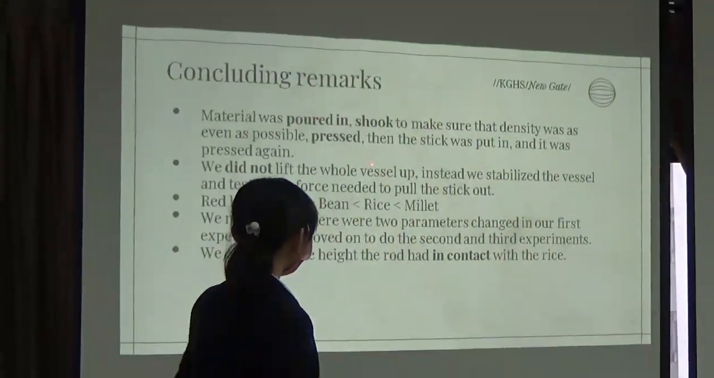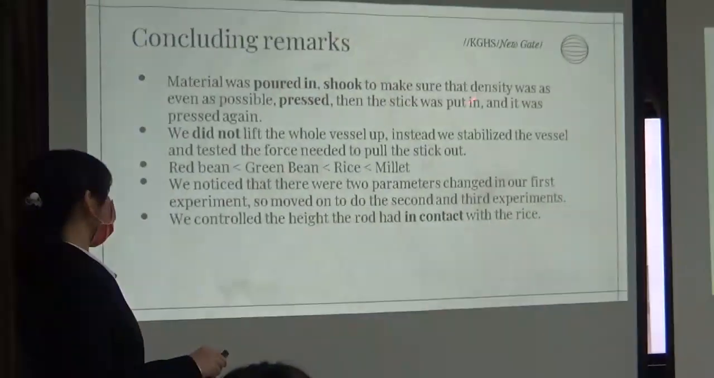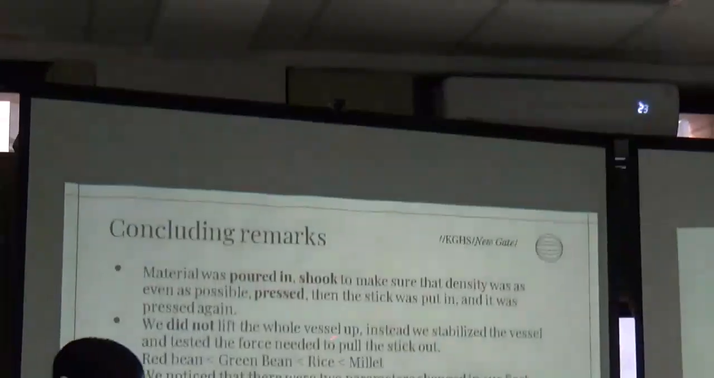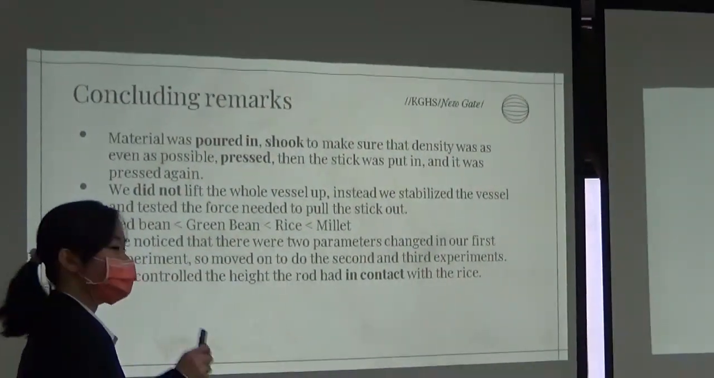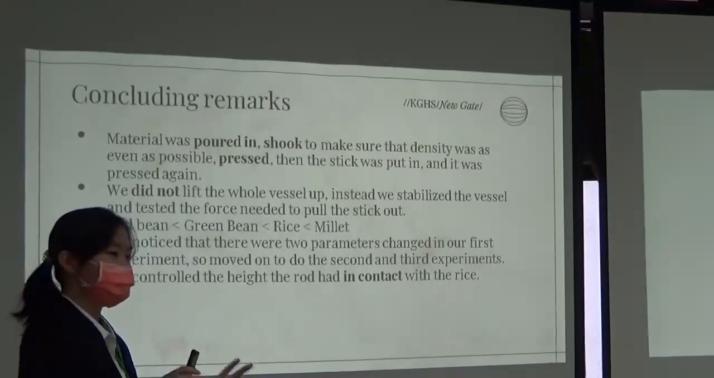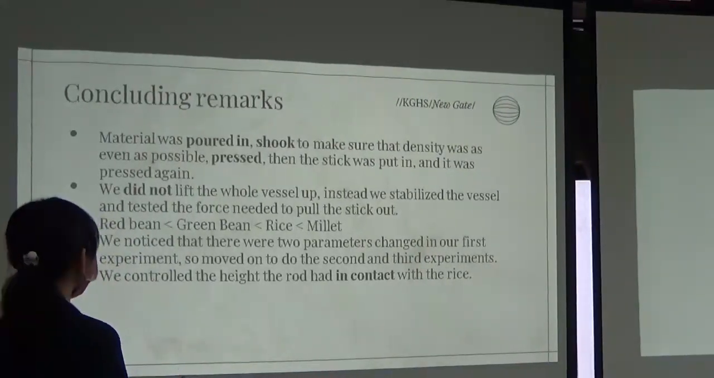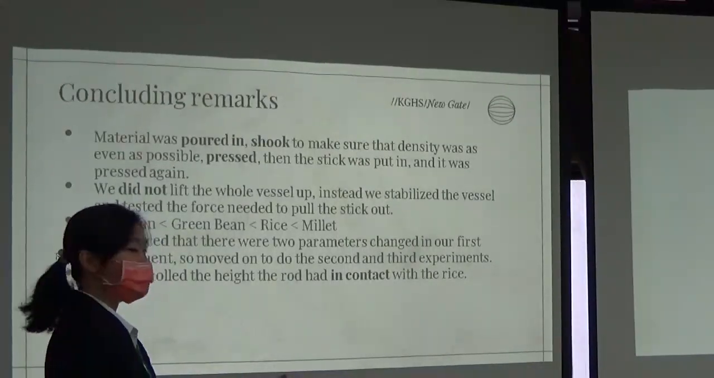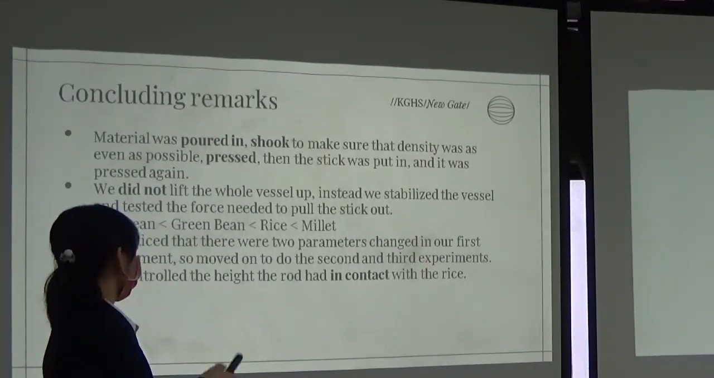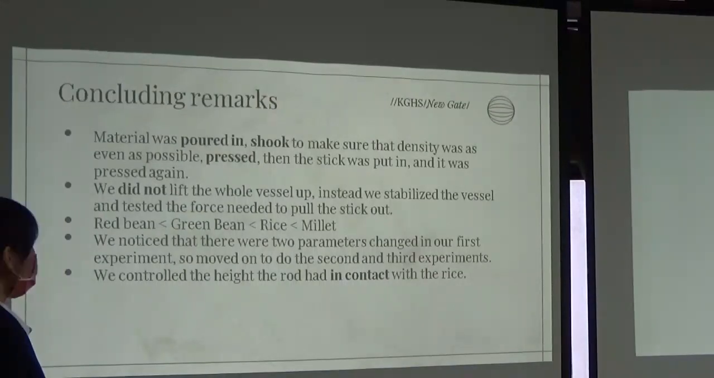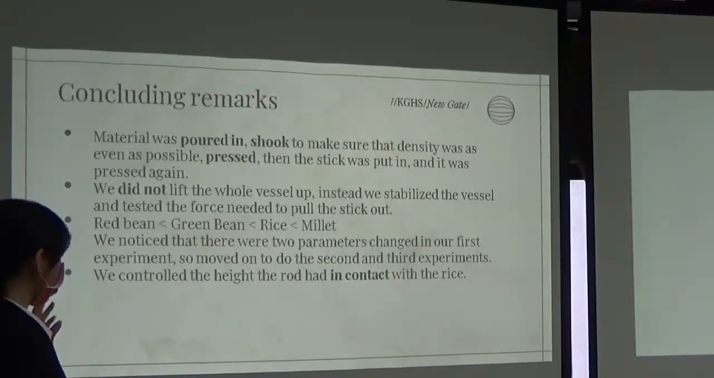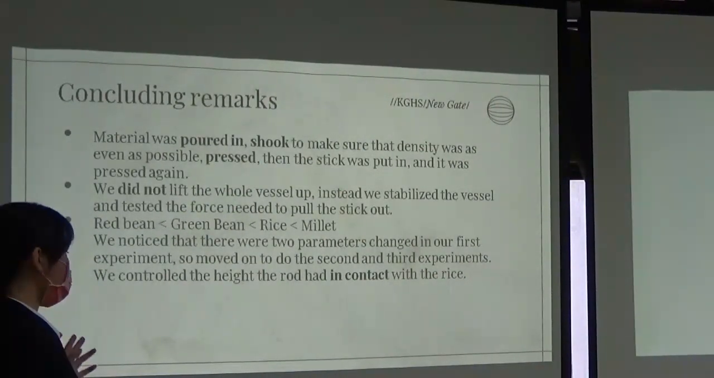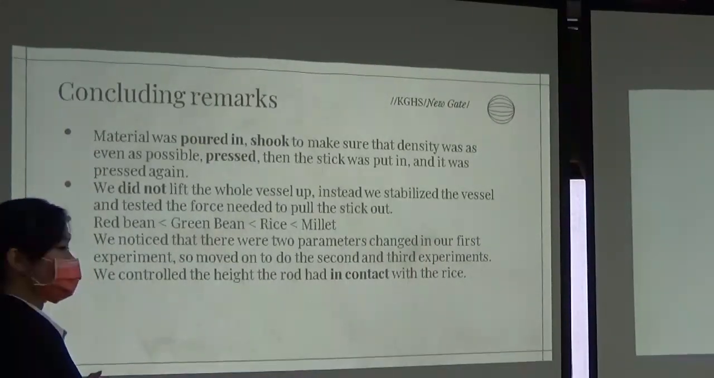First, the material was poured into a chute to make sure that the density was as even as possible. It was pressed, then the stick was put in and it was pressed again, so that in general the density is the same. Second, we did not lift the whole vessel up. We actually just fixed it on the table and pulled out the stick. The third is that the red bean has a smaller friction than the green bean, than the rice, than the millet, which will have some errors in our picture.